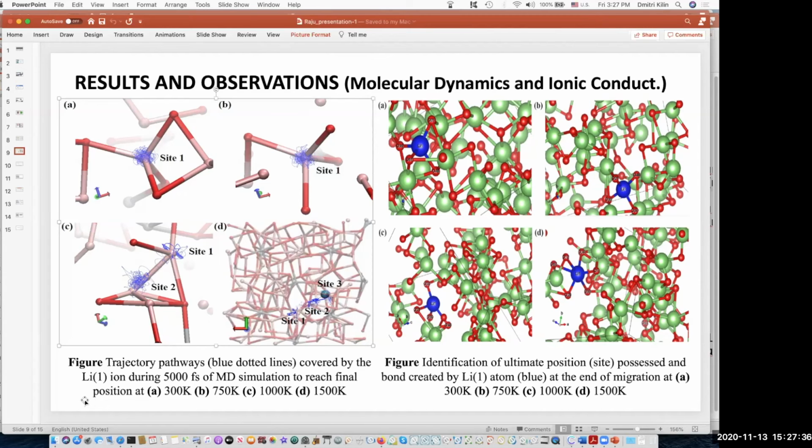But by default, this solid LLZO structure has 56 lithium atoms. So there are already vacant positions available there. Does it make sense?